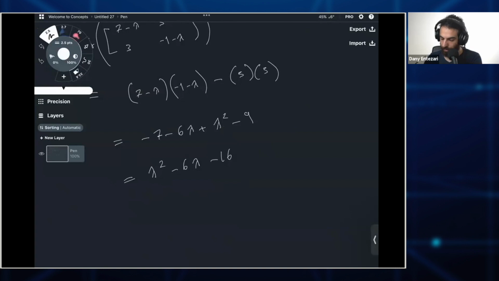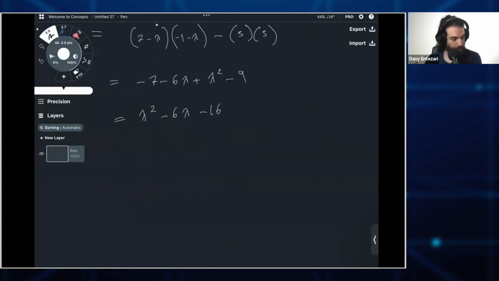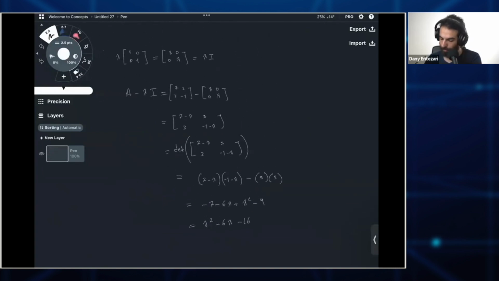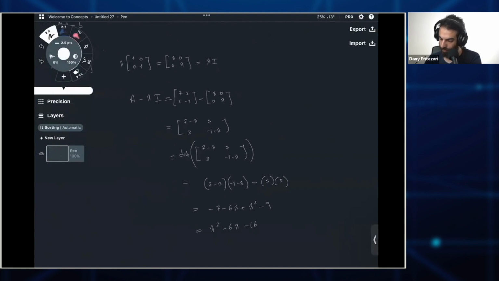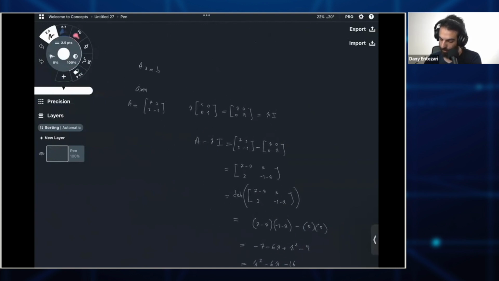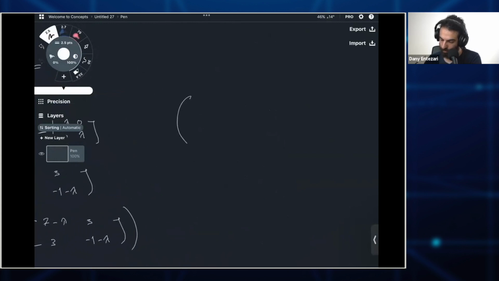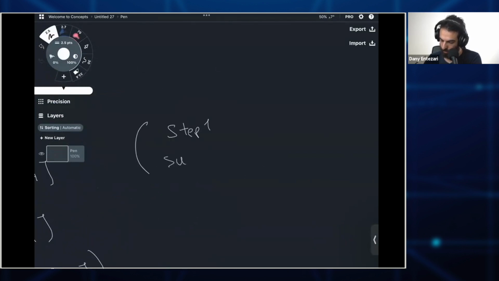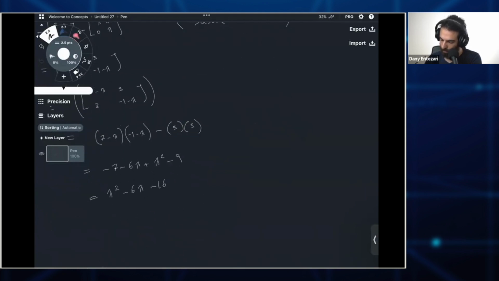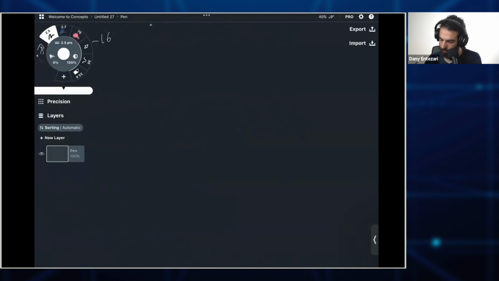Of course, we will factor these two numbers to get, let me make some steps here. So let's call this step 1. Subtract lambda times I from matrix A. Then we have step 2. Solve for lambda.